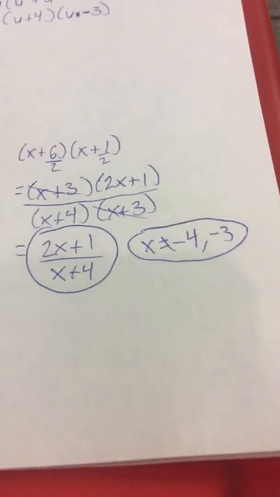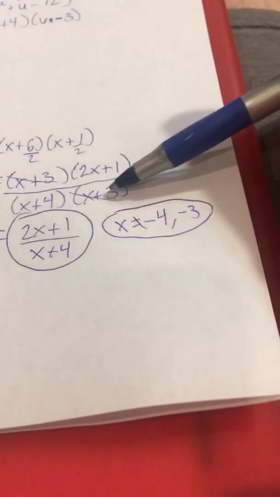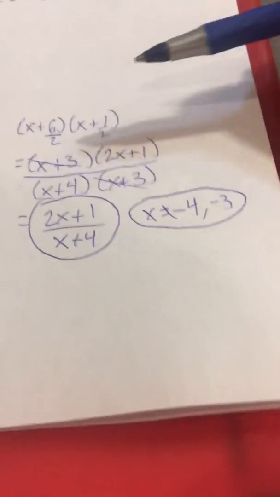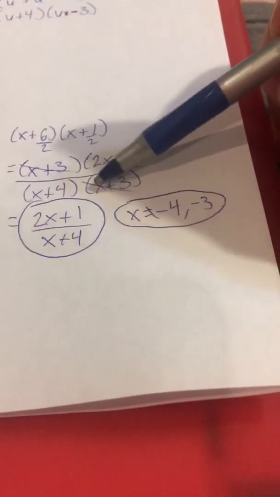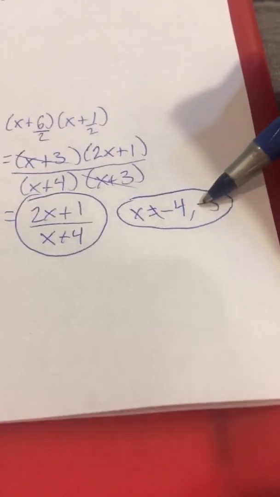Now, one quick thing I want to talk about before we look at the last problem. These were all kind of easy factors on the bottom. What if there had been a number in front of this x? What if, for example, this had factored into 2x plus 3? What would that mean for my excluded value?